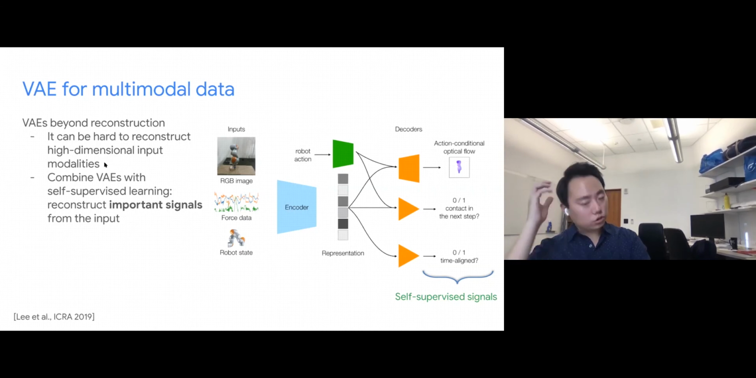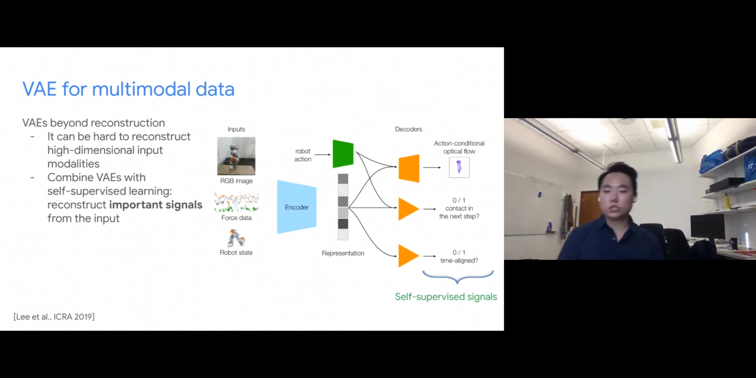And why did it go beyond reconstruction? Well, in some cases you don't care about reconstructing, and sometimes it might be really difficult to reconstruct the high-dimensional input modalities. If I want to learn a variational autoencoder to learn representations of video data, reconstructing the entire video might be difficult.